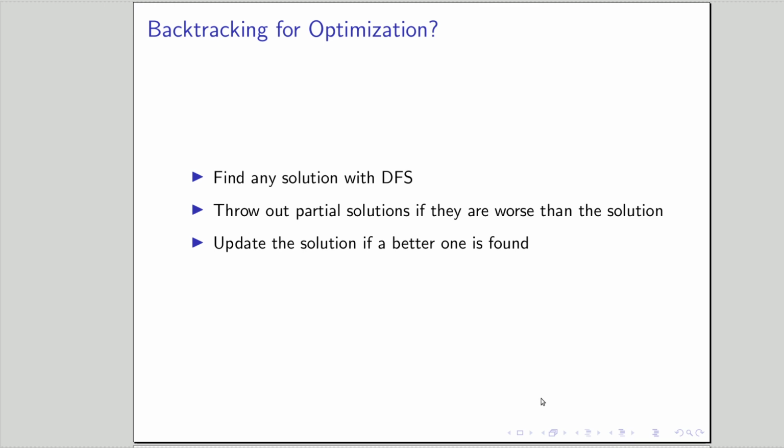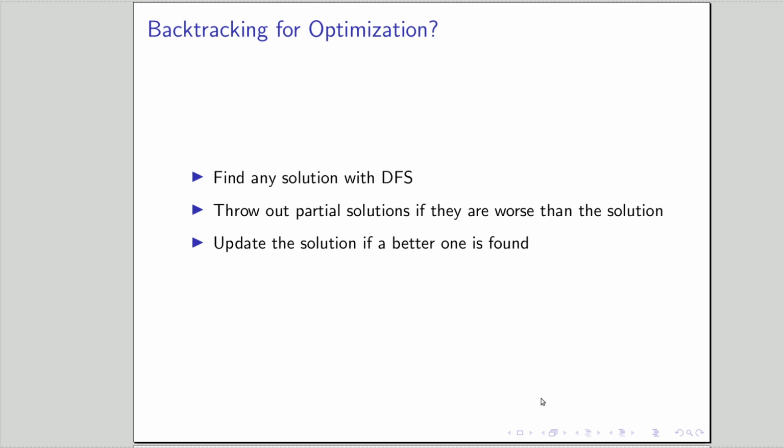So last time I covered a backtracking algorithm for the n queens problem. So can we use backtracking for optimization? Well, since you're watching this video, of course the answer is yes. It's called branch and bound. So the high level steps here: if you remember, backtracking is essentially just depth first search. We're going to look for any old solution with depth first search.